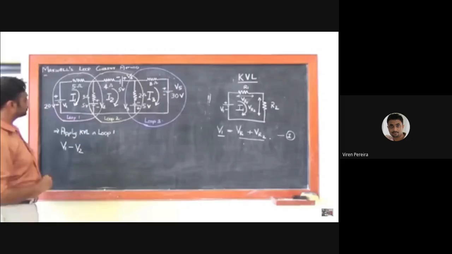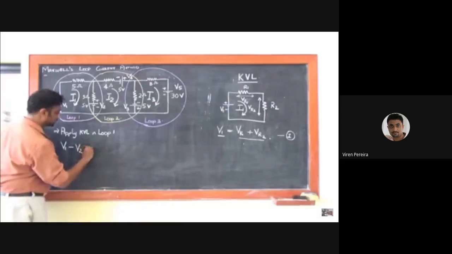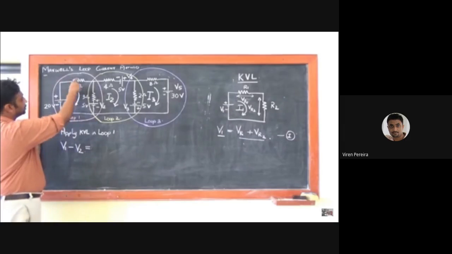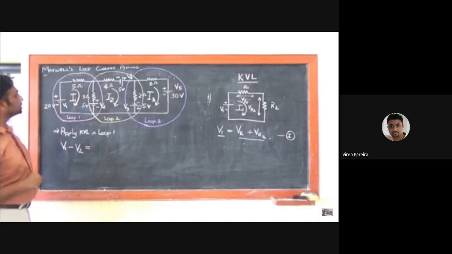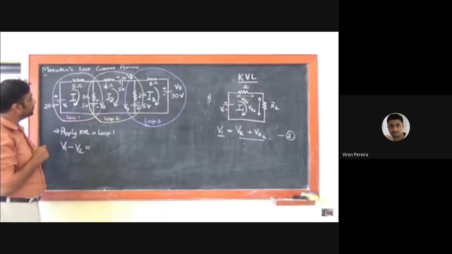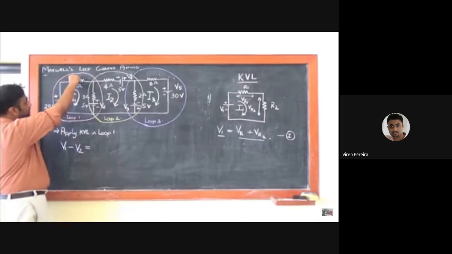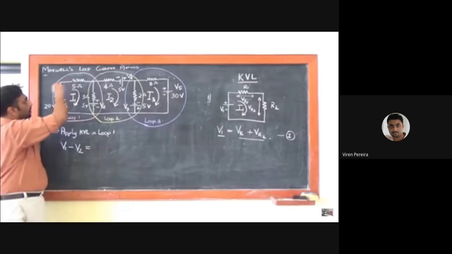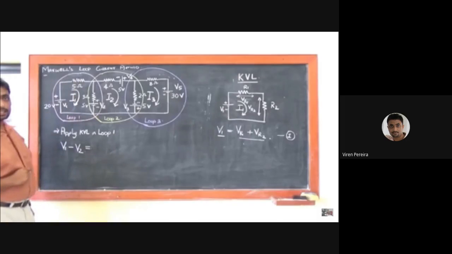V2, which is equals to voltage drop across this 5 ohms resistor. So I want to know the voltage drop across this 5 ohms resistor. Now what do I have? I have a resistor of 5 ohms and I have a current of I1 flowing in this 5 ohms resistor.